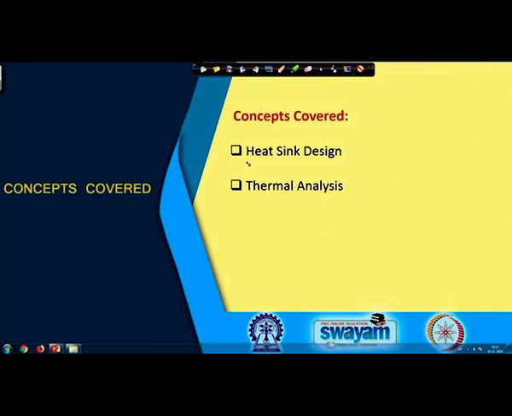The concepts covered today are going to be heat sink design followed by thermal analysis, because when we do calculations towards heat sink design, we also need to know how to do those calculations. So, what are the tools? Here we are going to do a little recap of heat transfer correlations. We will come to the details. Let us start with heat sink design and what it is.